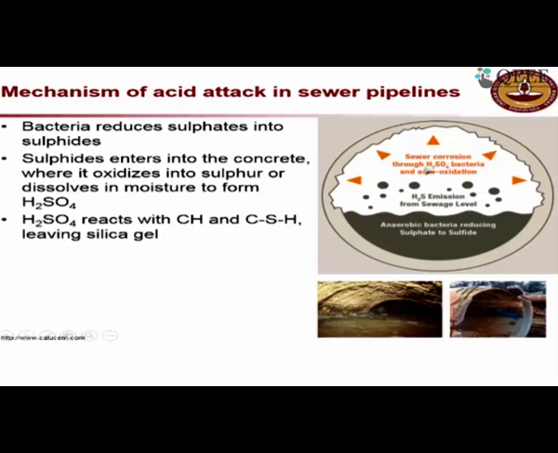Now, the sulfides penetrate into the concrete and oxidize into sulfur or dissolve in moisture to form sulfuric acid. The sulfuric acid reacts with the calcium hydroxide and the CSH in the intact concrete. So basically the concrete is removed layer by layer. Eventually the steel reinforcement in this pipe will get exposed, and once the steel starts corroding, the structure fails. So that's the whole mechanism of sulfate attack, especially in sewer pipelines.